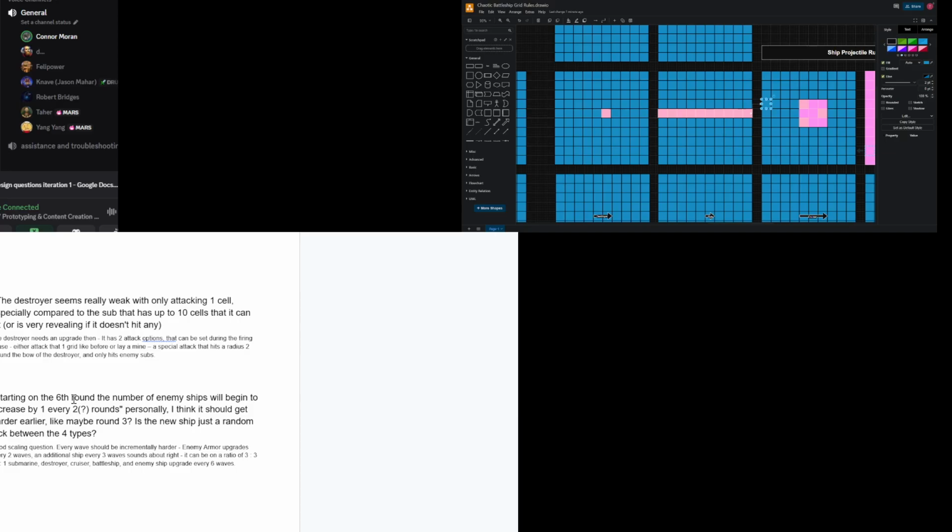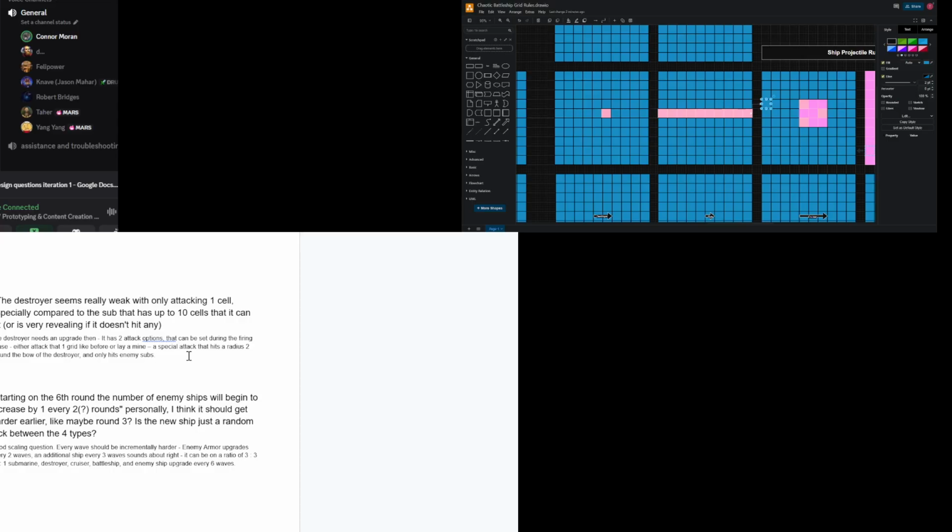The destroyer seems really weak, with only attacking one cell, especially compared to the sub that has up to 10 cells that it can hit. That is a good call, and I was thinking about that when I was designing the destroyer's hit pattern. And then I remembered destroyers, when used in World War II, were also sub-hunters. So what if we have it so that it has 2 attack options? It's the only ship that has 2 options for its attack that you can set during the firing phase. It can either do the same attack that was described before, it hits its bow position, or it lays a mine, quote unquote.